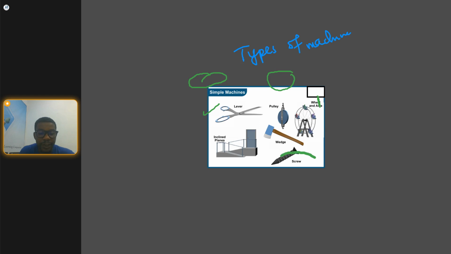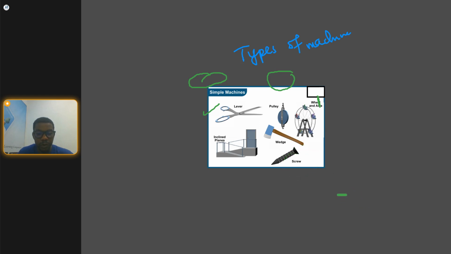Then we have the wedge. The wedge is also another type of machine, and a good example of the wedge is the axe, which we use in cutting wood into two parts. The axe is an example of a wedge.